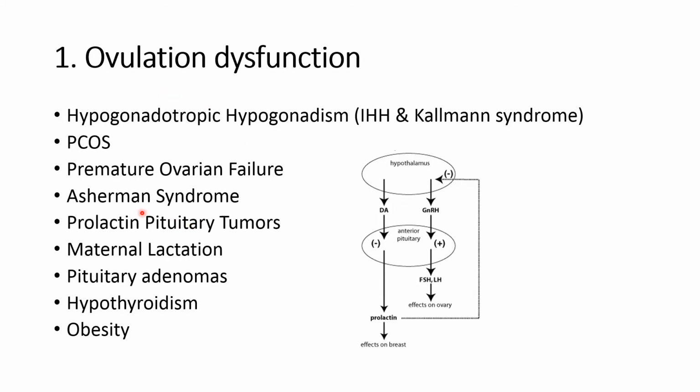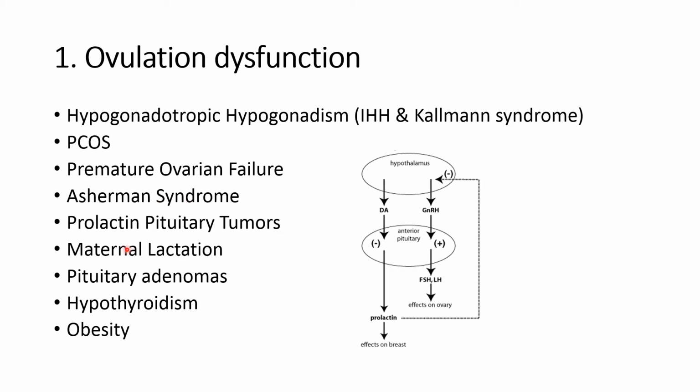As we saw in the case of male infertility, prolactin has its role. Similarly, in female infertility, prolactin, pituitary tumors, or maternal lactation that causes high levels of prolactin would lower the fertility parameters. And the direct relationship between the gonadotropin hormones and prolactin is very well known. As we know, prolactin gives negative feedback to the pituitary, and then decreases the levels of LH and FSH.